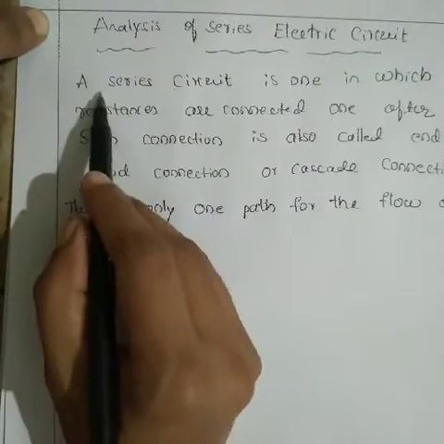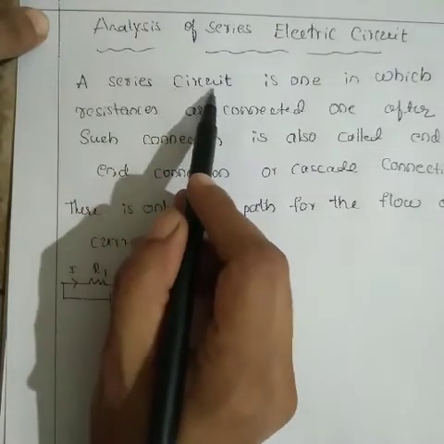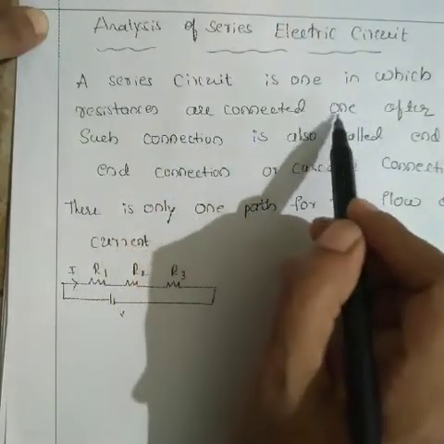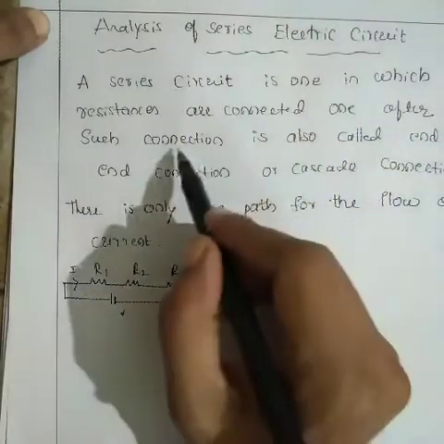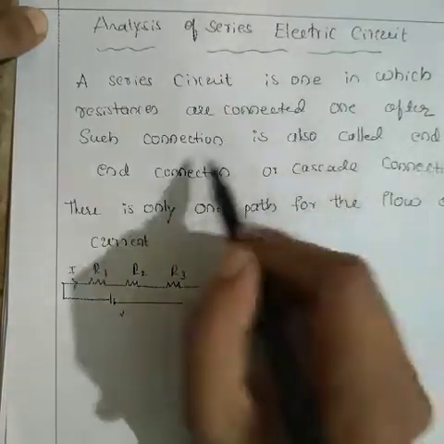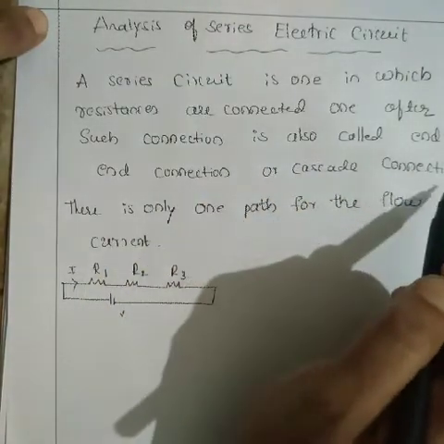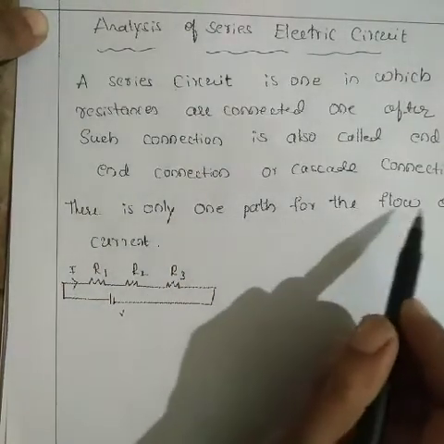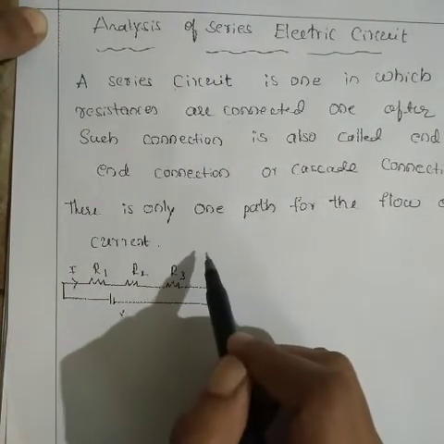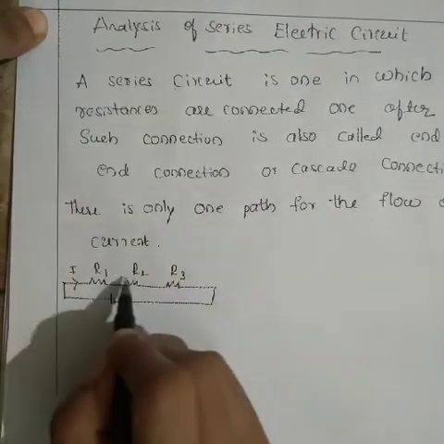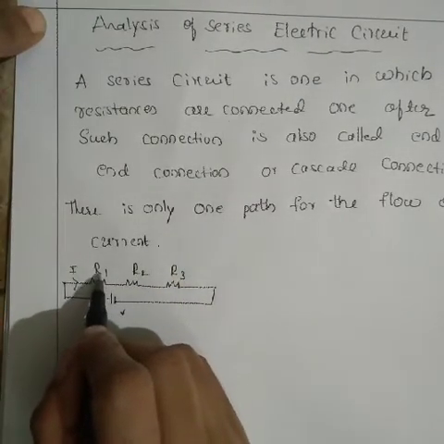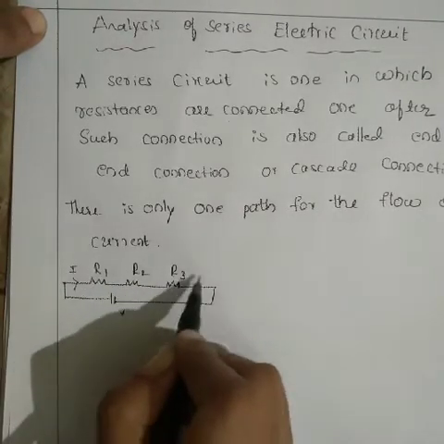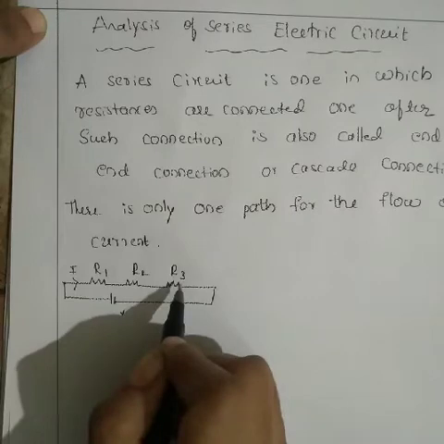A series electric circuit is one in which several resistances are connected one after the other. Such a connection is also called an end-to-end connection or cascade connection. Here, there is only one path for the flow of electric current. If you consider several resistances, say I am taking three resistances R1, R2, then R3 connected one after the other, such a connection is called a series electric circuit.